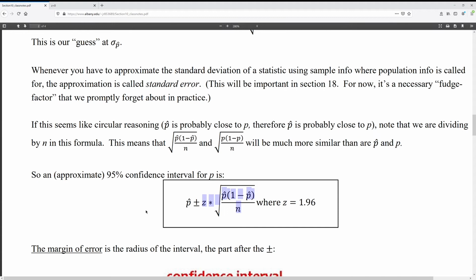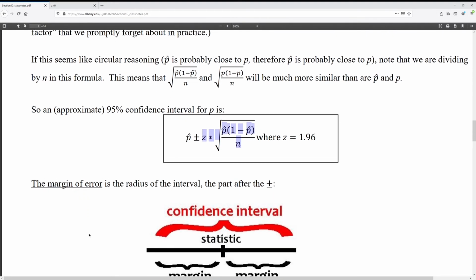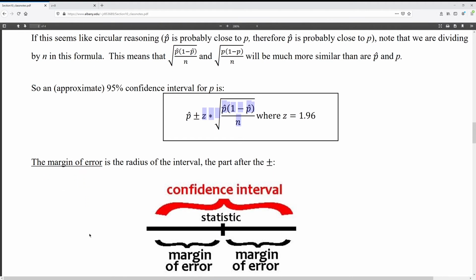So there is how p hat probably was going to be close to p, to be more precise about it. How probably? 0.95. How close? This close. So this is what we call the margin of error of the confidence interval. We're 95% confident that p is this number with a margin of error of this number. It looks something like this. Remember that the confidence interval is going to be double the margin of error, or if you want the other way around, the margin of error is going to be half the confidence interval.